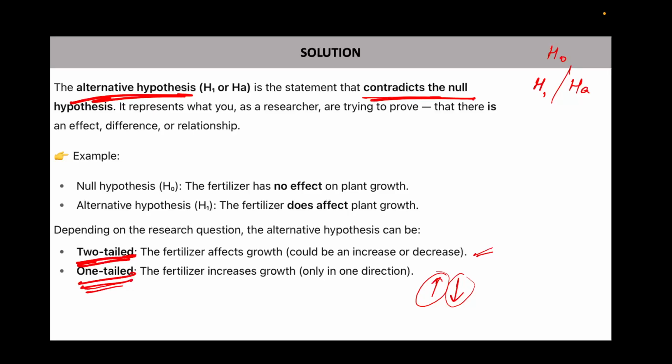So in short, if you take this example, the statement that fertilizer has no effect on the plant growth will be your null hypothesis. And if you say that fertilizer does have an effect on plant growth, that will be your alternate hypothesis. This effect will determine whether it is a two-tail or a one-tail, whether you know exactly that it is having a positive or a negative effect, or you don't know what exact effect it is showing. I hope the basic concept of the hypothesis is clear with this.